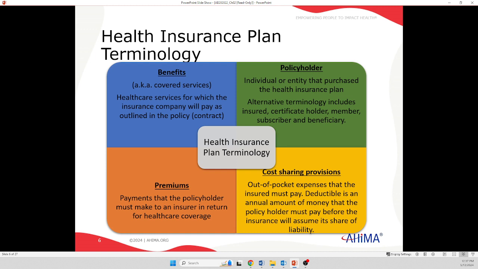Cost sharing provisions, those are our out-of-pocket expenses. You see there we have the deductible, which is an annual amount of money that the policyholder must pay before the insurance will assume its share of the liability. A lot of times it is higher for an individual. Employment-based insurance usually has a lower premium, deductible, and cost sharing, and usually has greater benefits than individual plans. Because remember, we discussed in Chapter 1, the employer and the employee a lot of times share the cost of that insurance.